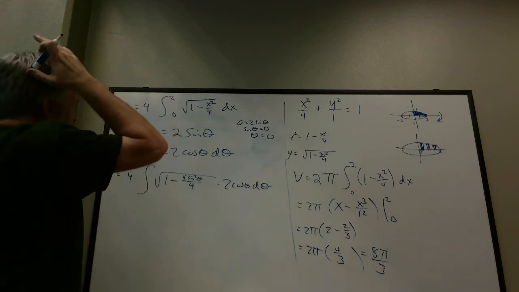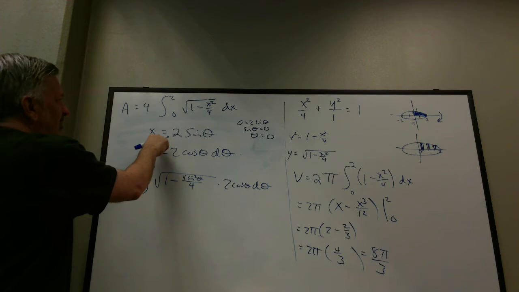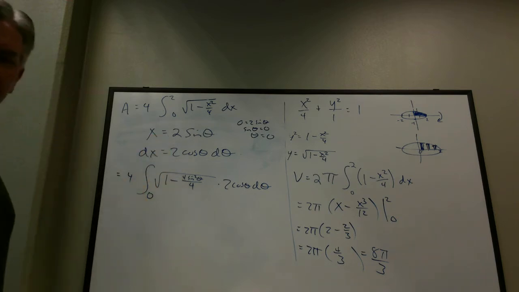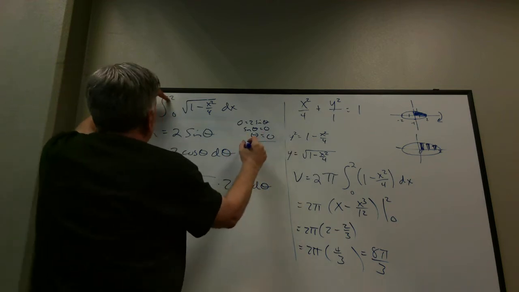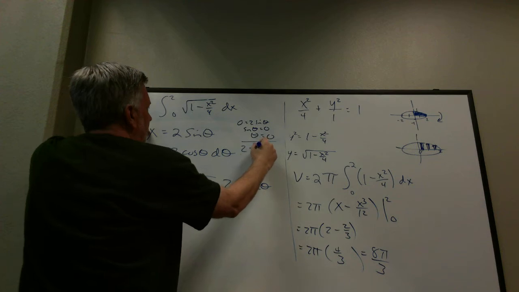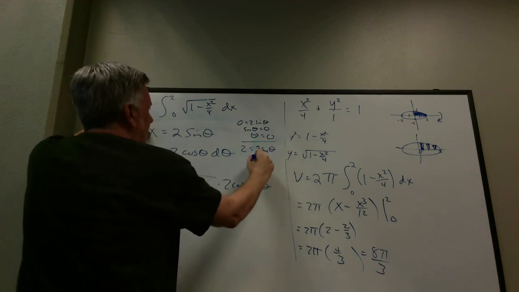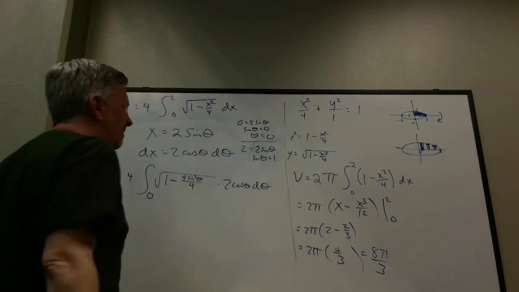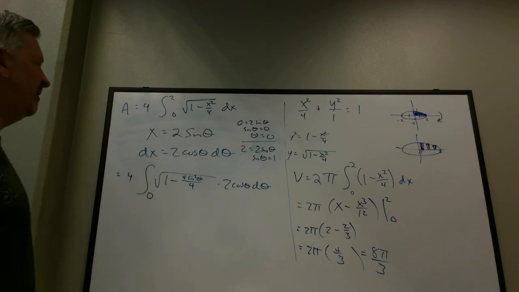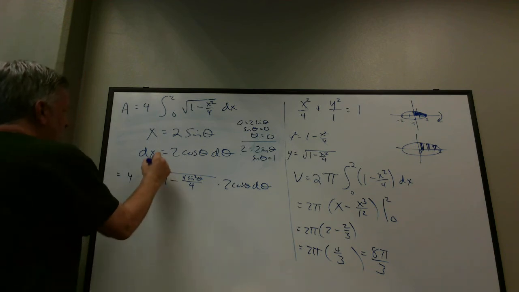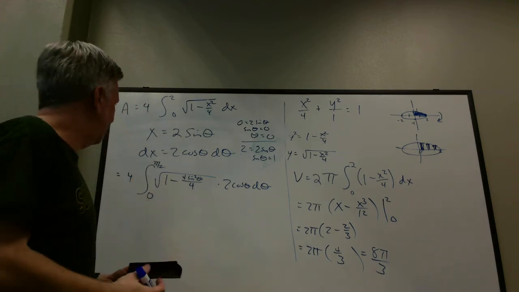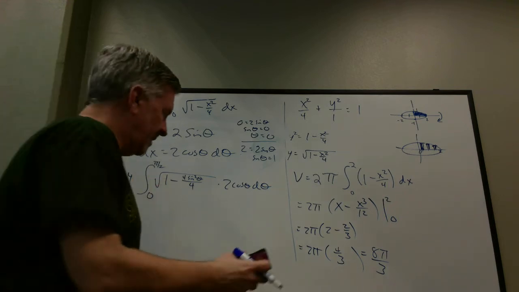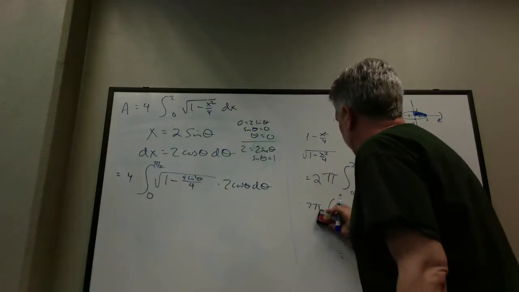So my 0 for x translates to 0 for theta. Now what about when x is 2? So when x is 2, I get 2 is 2 sine theta. So sine theta is 1. Now where is sine theta equal to 1 from minus pi over 2 to pi over 2? That happens at pi over 2. So I've changed my endpoints, so I don't have to go back to x's at the end.